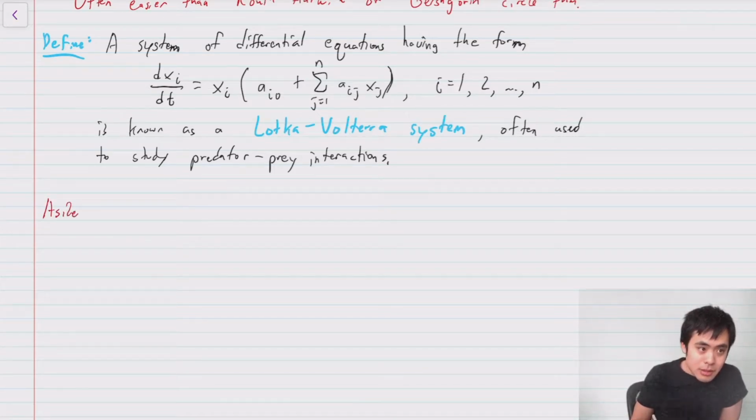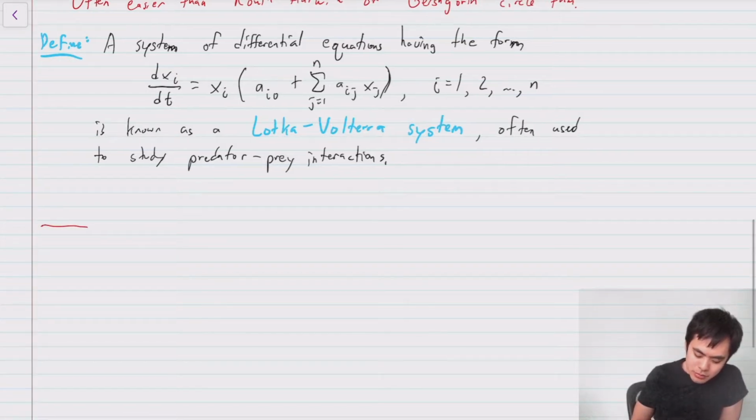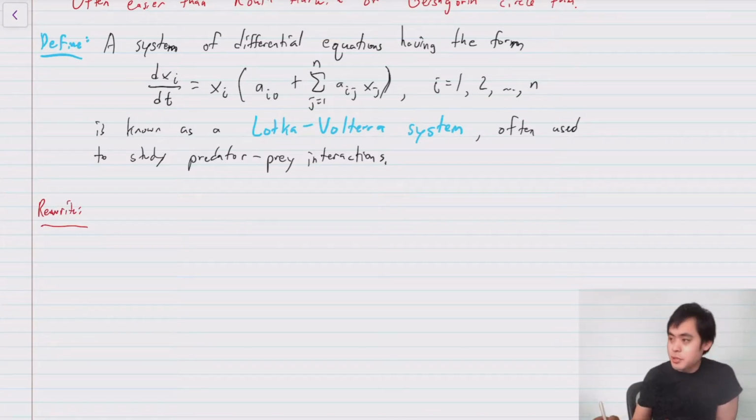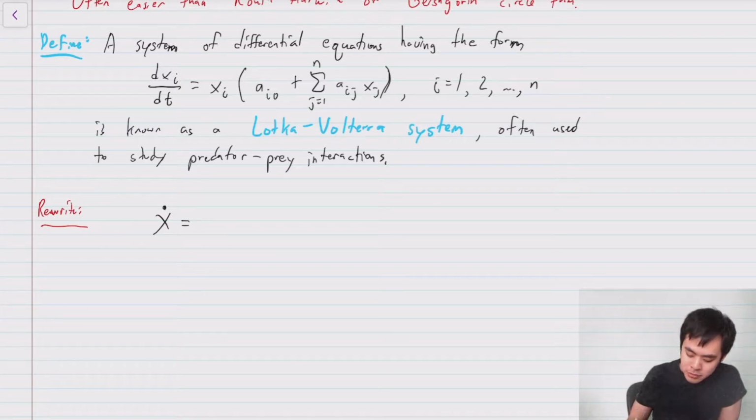So aside, we can rewrite this equivalently, because putting this in matrix form will make life a little bit easier. So that is x dot is equal to, and this is going to be a diagonal matrix.